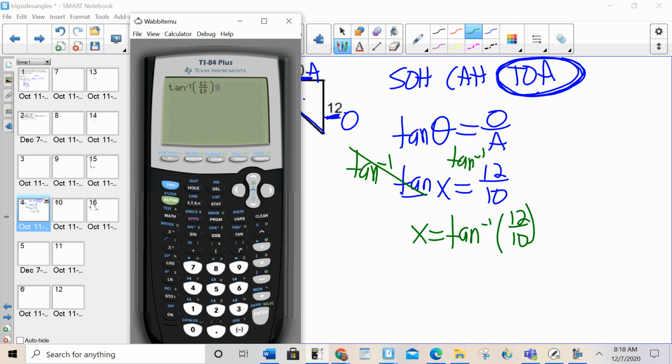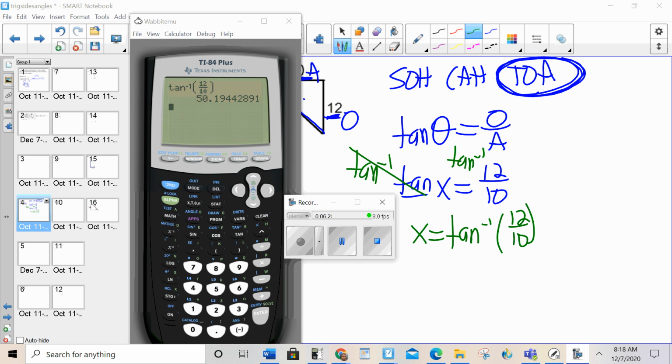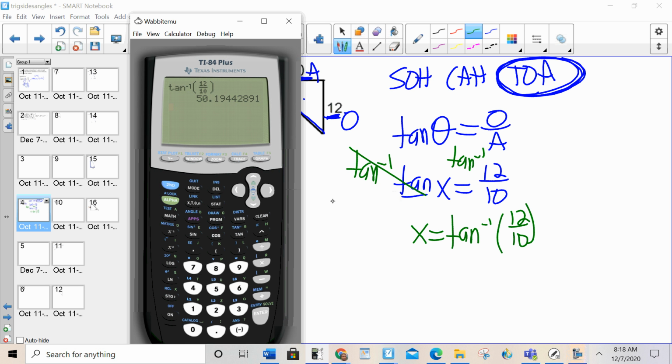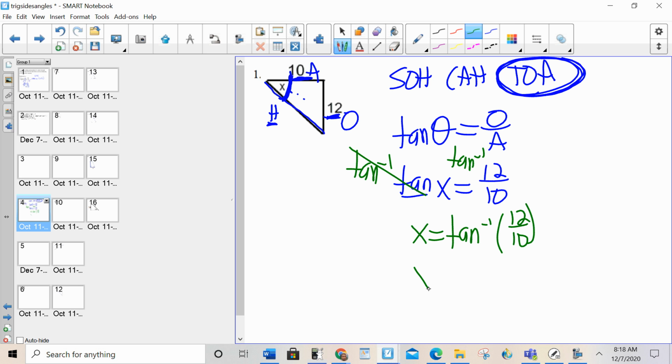And you're going to get a decimal. So I believe, I don't know what I said to round to. I'm going to look up what I want to round to. Okay, I said to round to the nearest degree. So I got 50.19. Nearest degree is the nearest whole number. Is the digit after that 5 or higher? No. So my answer is 50 degrees.